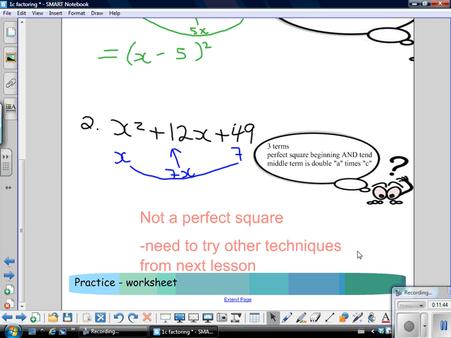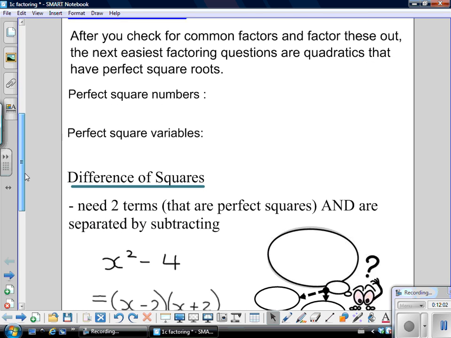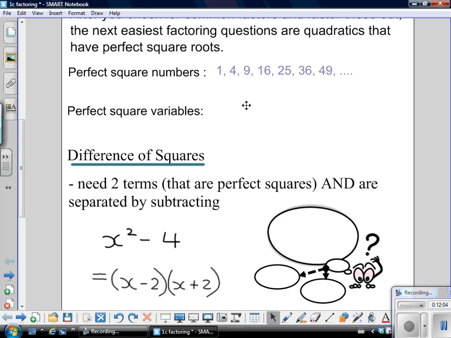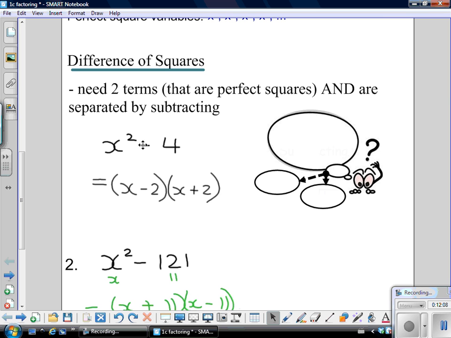Okay, so it means that I need to try other techniques, and that will be from our next lesson that we're going to do. So again, checklist today. First thing I do, and I'm just going to flip back here for a second so we can look at it. Common factor, I check for that no matter what. Then I look for perfect square numbers, okay? And if I have two terms separated by subtracting, and I have perfect squares, it's difference of a square.